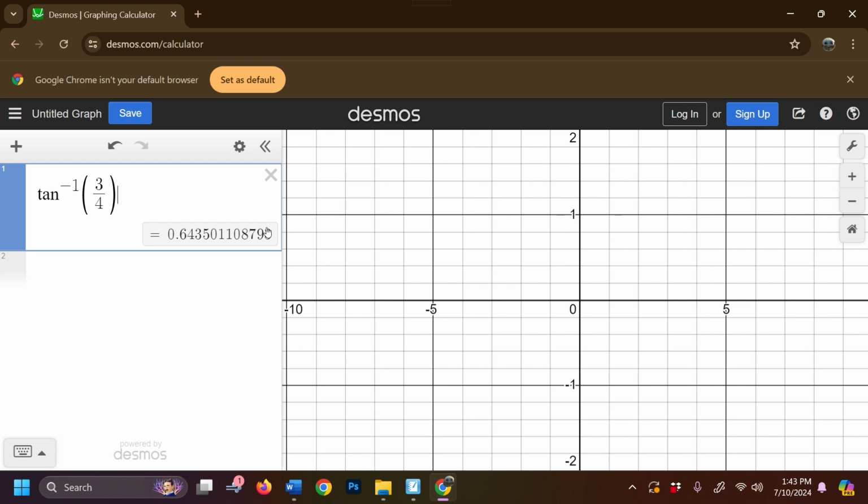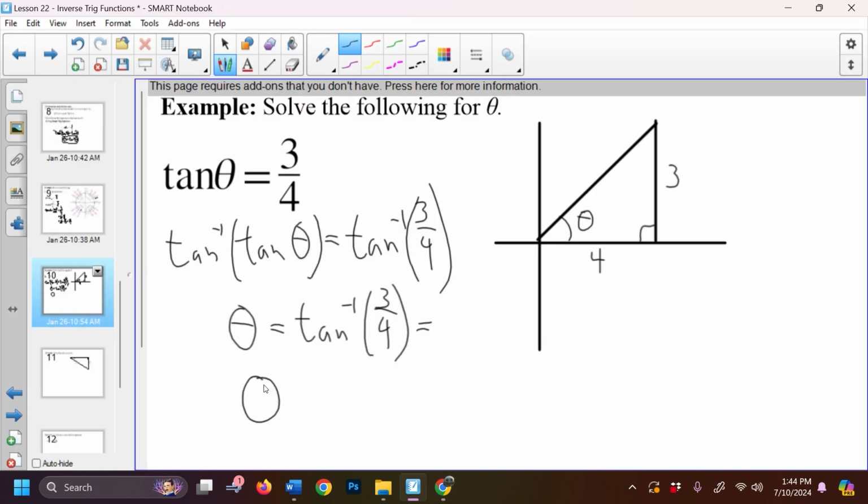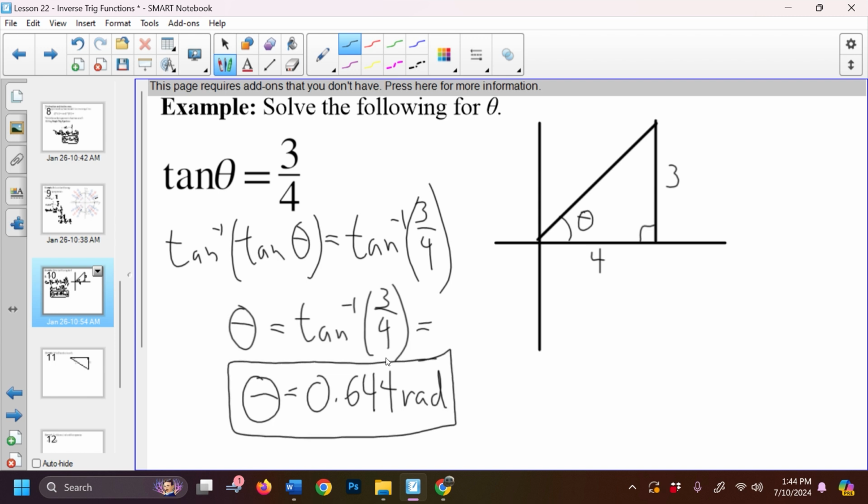And I get 0.64, and then that will round up to 4. So 0.644 radians. And we are labeling that appropriately.